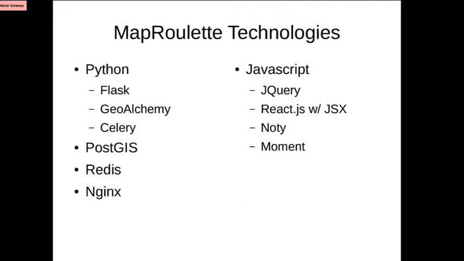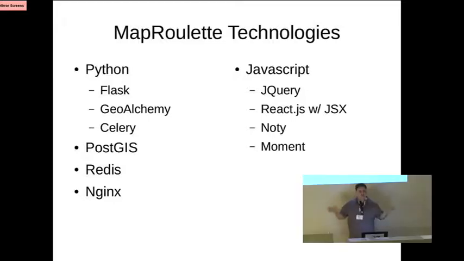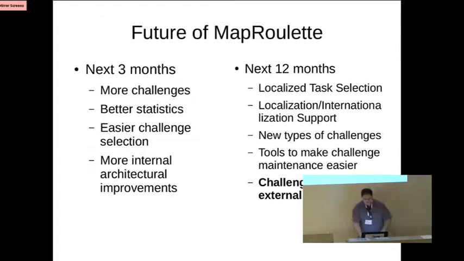Okay, so MapRoulette Technologies. Just because we're a lot of geeks here, they'd like to know what this is written in. It's written in Python. We use Flask. We use SQLAlchemy, and we're going to be using Celery soon. We use PostGIS as a data store. We're going to soon be using Redis for some intermediate data and caching. We use Nginx in the front end. We use JavaScript, of course, for all the front end work with jQuery. We use React.js, which has really been helpful in creating these beautiful user interfaces. We use Node for notifications and Moment.